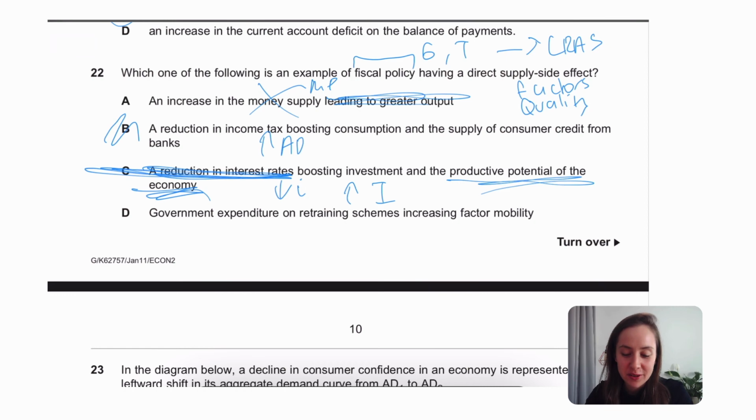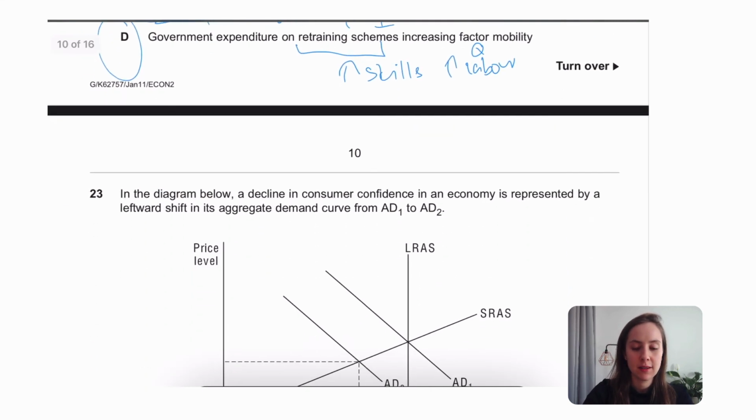Government expenditure on retraining schemes increasing, okay, that's the last one. Retraining schemes is going to help people get the higher level of skill. So if there's more skills, there's a higher quality of labor. So that will increase the long run AS.